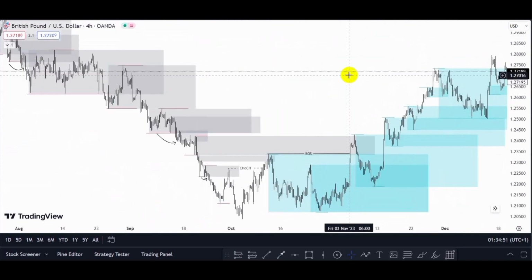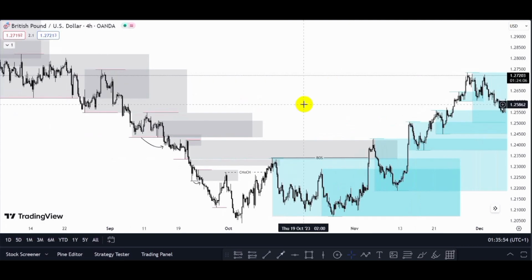And earlier I mentioned looking at sponsorship candles within the IOF zone. In the next video, we're going to be looking at what to look out for within the institutional order flow zones to anticipate entry zones. I hope this video is of help to you.